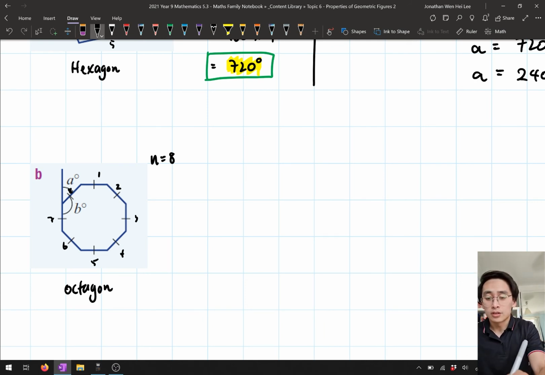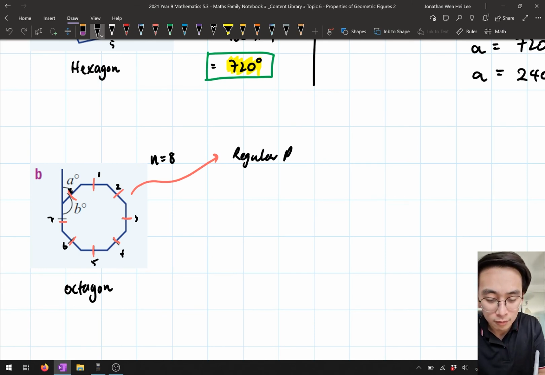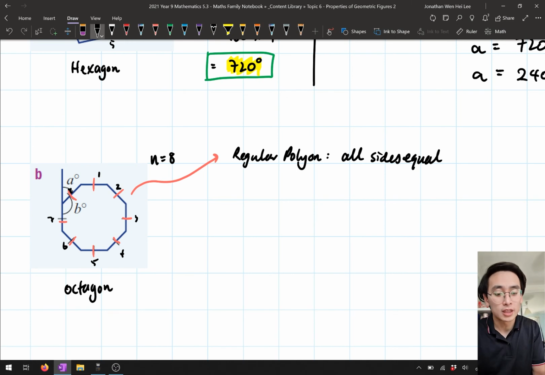Now the other thing that you notice, if you have a look at the shape, is that we have a dash through all the sides, which means that all of these sides are equal. Now, this particular type of polygon has a special name. If all the sides of your polygon are equal, that is a regular polygon. So a regular polygon has all sides equal, which is what those dashed red lines tell you.